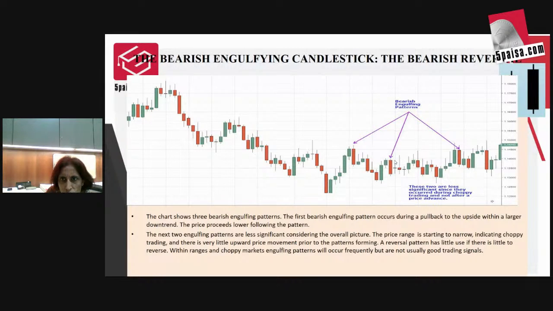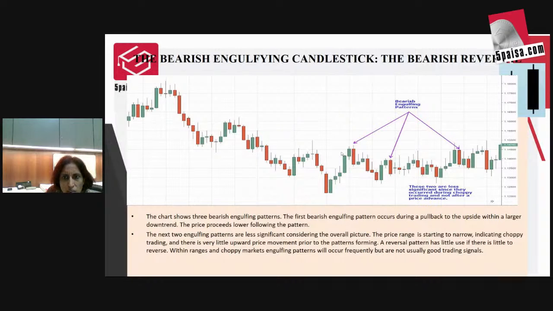So these two, as you can see, this bearish engulfing candlestick and again over here, this bearish engulfing candlestick, are less significant since they occur during choppy trading and not after a price rise, as in this case.